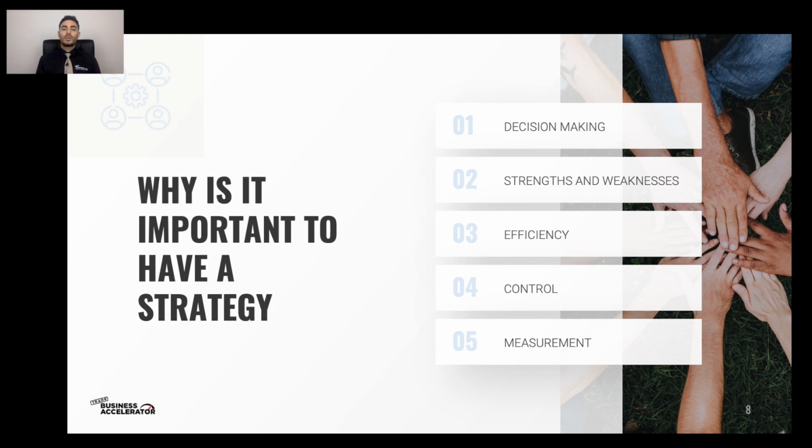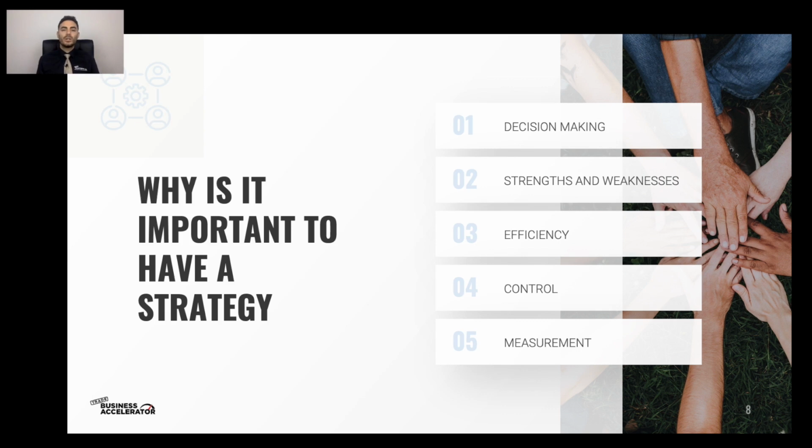Number four, control. This is an overlooked element of business strategy. If we have a good strategy in place, one of the important benefits of having one is that we start to gain control of our organization. We can start managing the overall business, and we can identify some of those weaknesses. So it gives us that element of control.